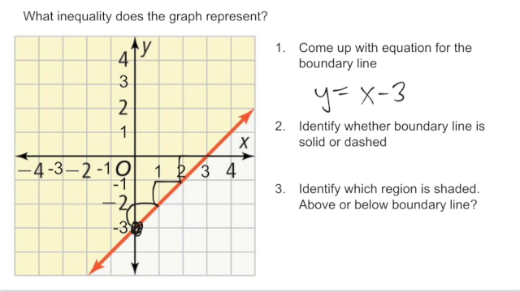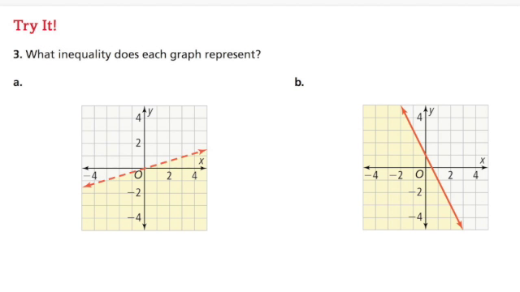From there, we can see that our boundary line here, we want to figure out if it's solid or dashed. This is a solid line. And then we need to think of which region is shaded. If it's above, that means the y values are greater. And if it's below, that means the y values are less than. Because it's shaded above, my final inequality will be y is greater than, since it's above, or equal to, because it's solid, x minus 3. Try and figure out what the inequalities would be for both of these.